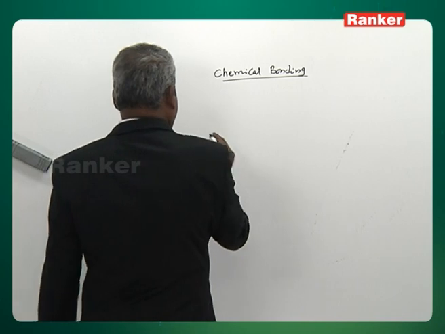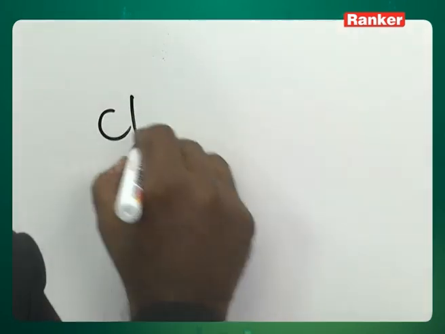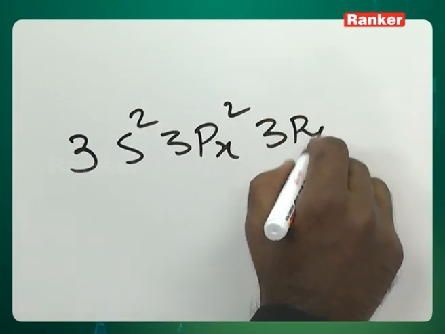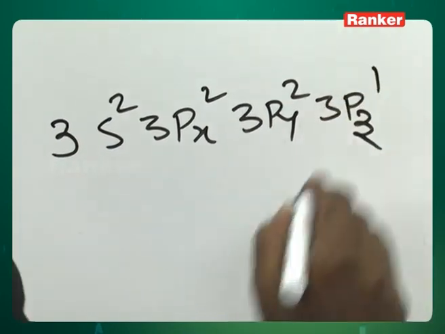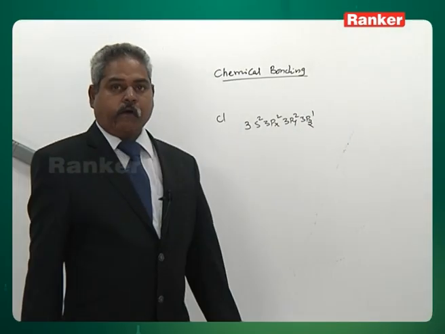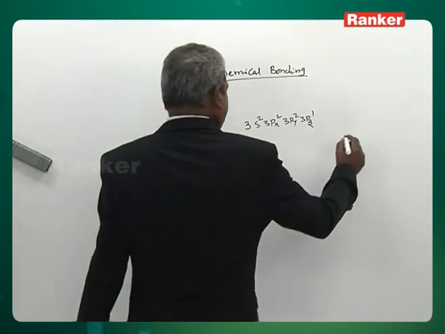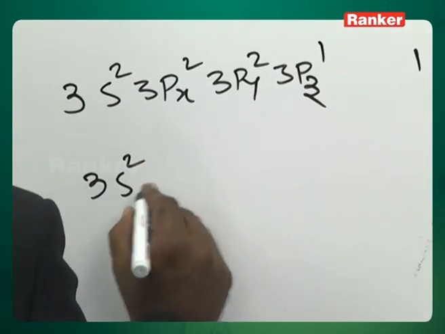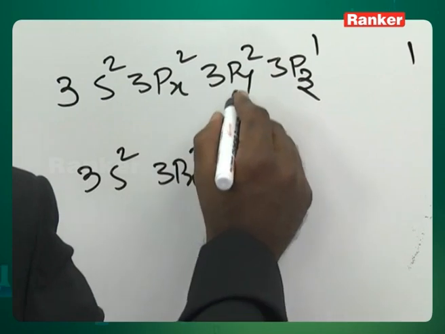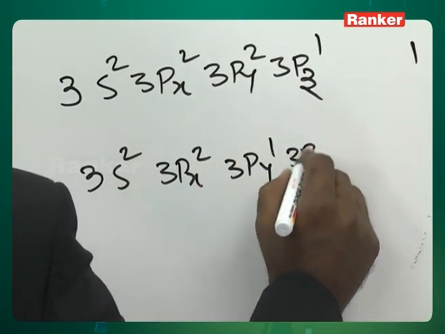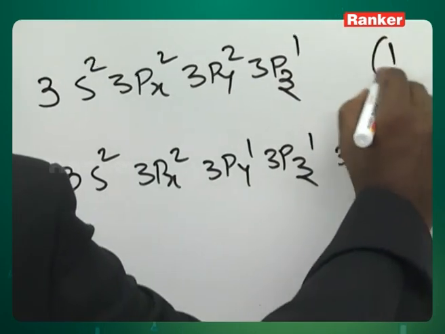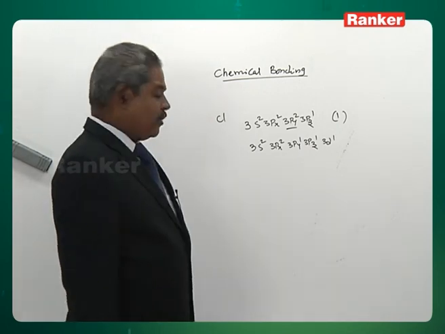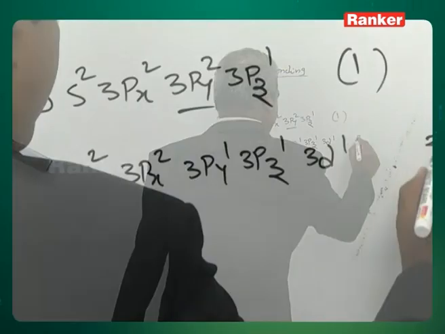Now, let us conclude with chlorine, 3s2, 3px2, 3py2, 3pz1. It has 3 pairs and 1 unpaired electron. How many bonds can chlorine form? It can form 1 bond in its ground state. Suppose 3s2, 3px2, 3py1, 3pz1, 3d1. What is this? This is excited. This pair is broken. This pair is excited. Now you have 3 unpaired electrons. It can form 3 bonds.